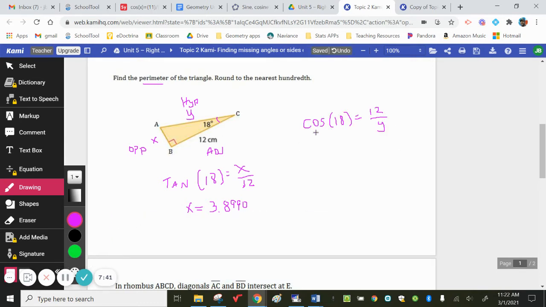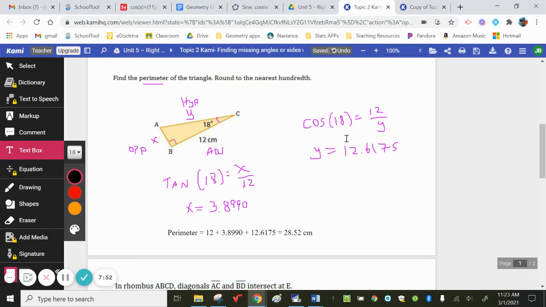This time I'm going to use a cosine equation because the cosine is the ratio of the adjacent side 12 over the hypotenuse y. And I'll solve this equation for what the value of y has to be. I found the length of y to be 12.6175. Again, I'm using 4 decimal places because I'm not ready to round for my final answer. Then the perimeter is the sum of 12 plus the length of x plus the length of y. Now I round to the nearest hundredth. In my final answer, 28.52 centimeters is the length of the perimeter. Okay?